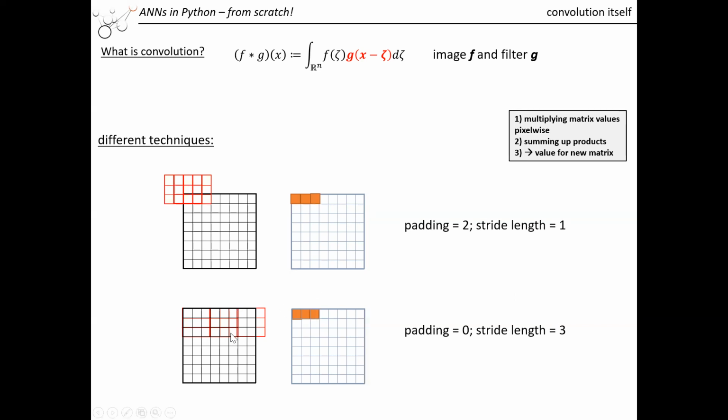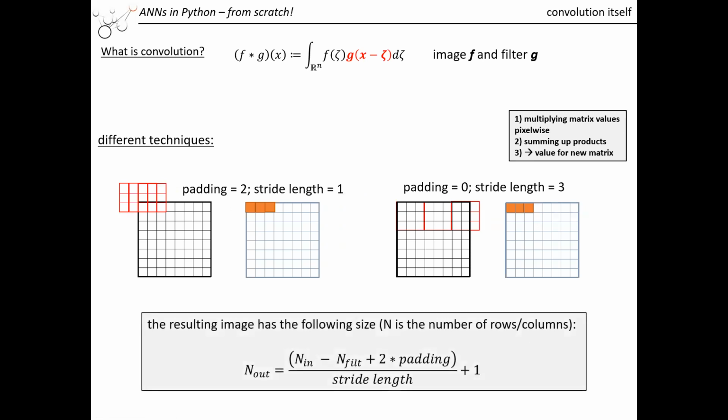So you have these different methods and techniques, and the step size that you saw here is called the stride length. In the example at the bottom, you see that the stride length is 3, so it's just 3 pixels. And the overlap that you see here is called padding. In the first example, we have padding 2 and stride length 1. In the second example, we have padding 0 because there's no overlap, and the stride length is 3 pixels. So if you do the math, depending on the filter size, the padding and the stride length, the convolved image, the resulting output image, can have a different size.